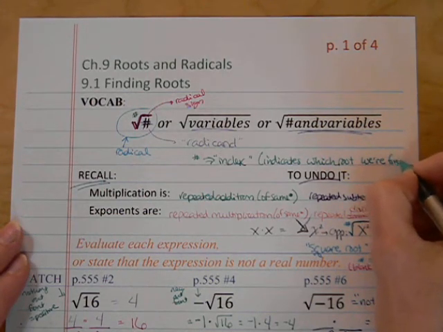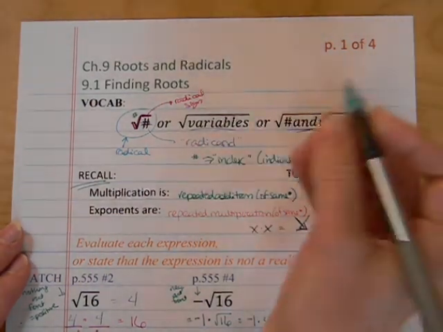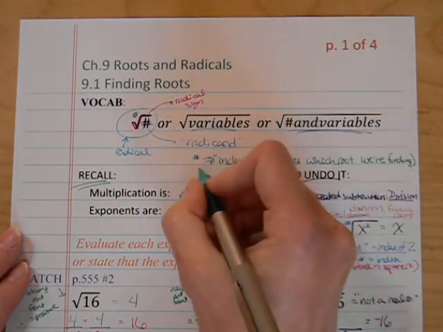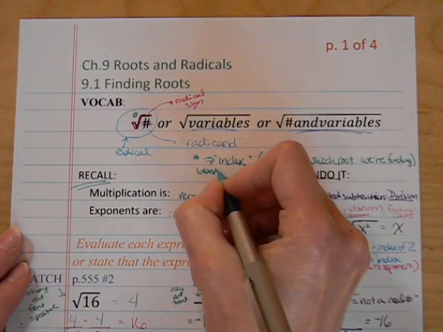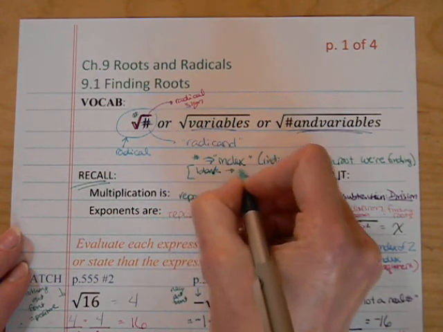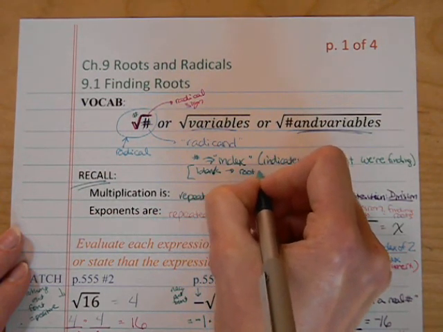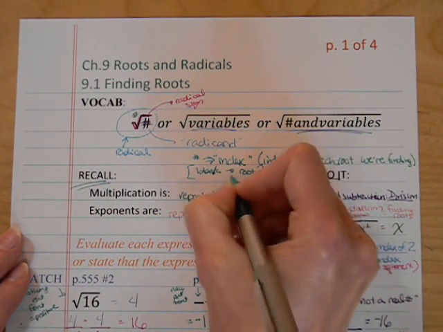Indicates which root we're finding. And then if it's blank, that means we're doing root 2 or square root.